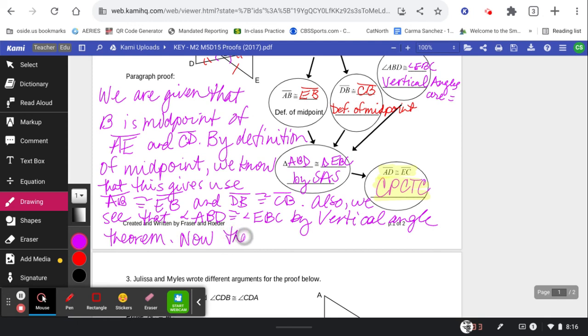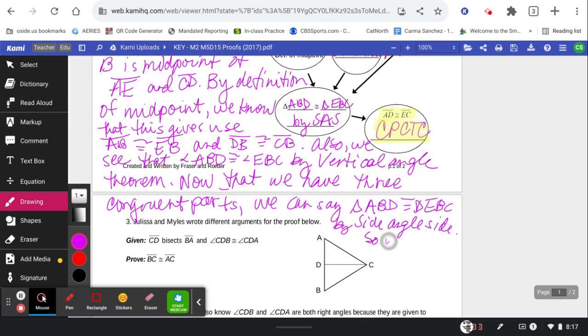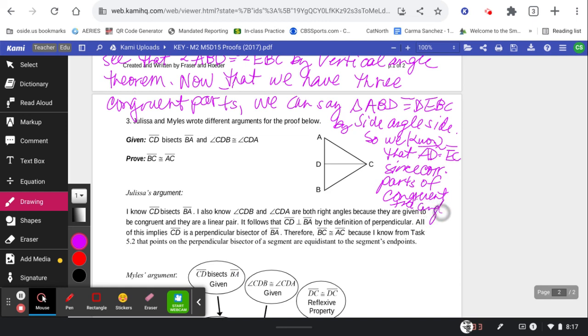Now that we have three congruent parts, we can say triangle ABD is congruent to triangle EBC by side angle side. So we know that AD is congruent to EC since corresponding parts of congruent triangles are congruent.